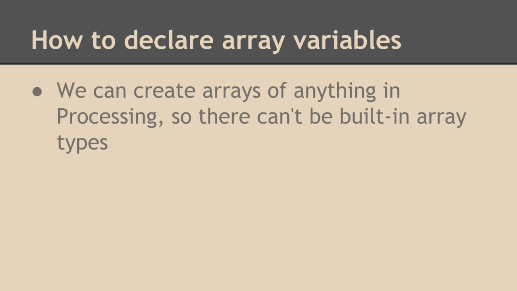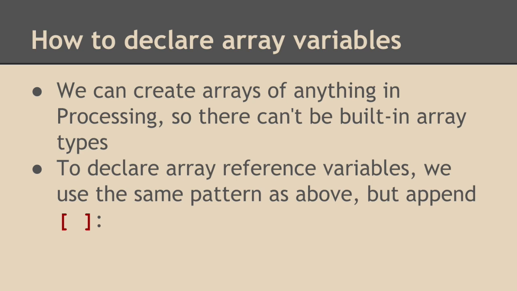Okay? Now specifically for arrays, we can create arrays of anything in Processing. So that means that there can't be a built-in array type for us, because we can actually define our own classes in Processing, and therefore we can have arrays of those types of objects. There's no way that the developers of Processing could anticipate all the types that might be created. So instead, to declare an array reference variable, we use that same pattern, type and name, but we add square brackets to the end of the type. So like this. Whatever my type is, this is the type of thing that's going in the array, empty square brackets, which indicates that that is an array and not a scalar or single variable, and then the name of the array.